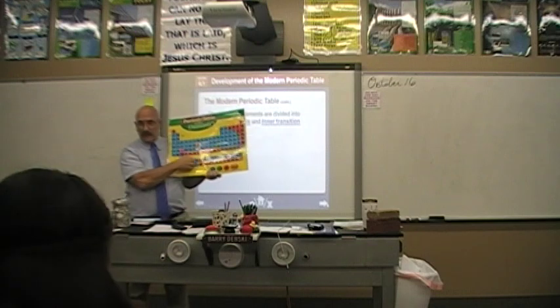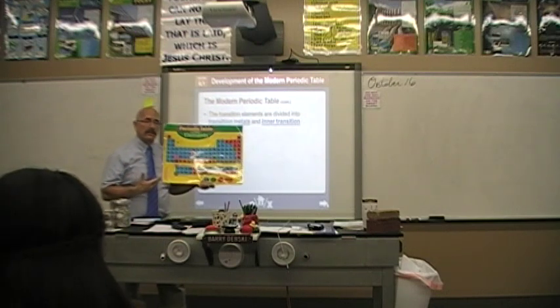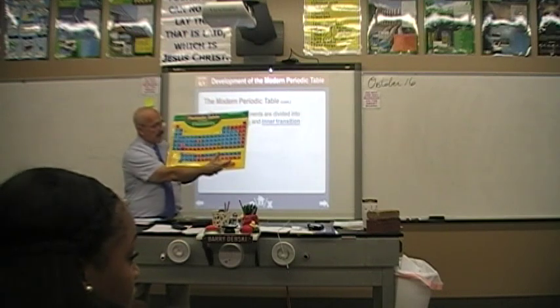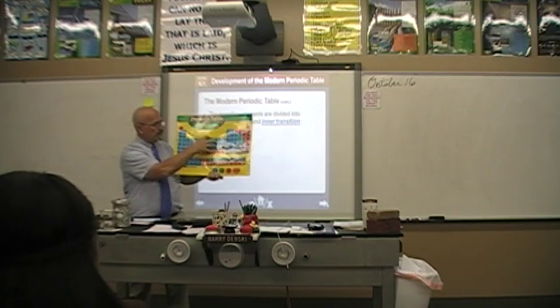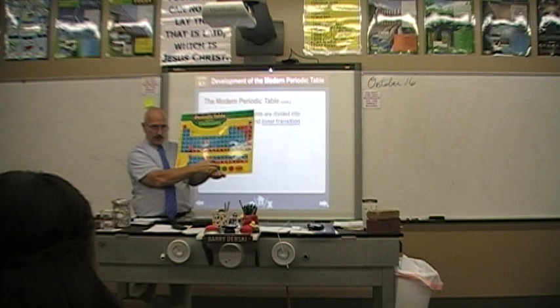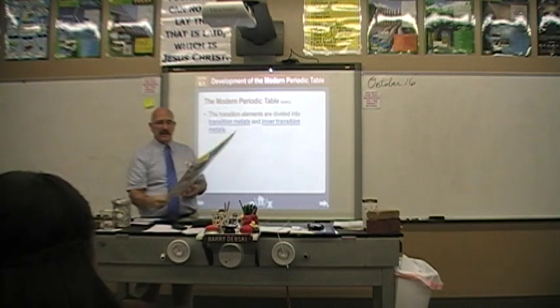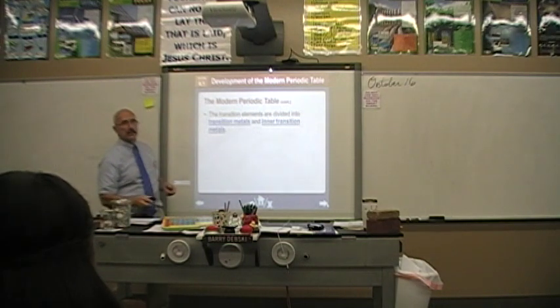These are all metals down here. Most of them are radioactive. The whole bottom row is man-made ones, but they are all metals as well. So we have the transition metals and the inner transition metals. Anybody want to take a guess why they're called inner transition metals?